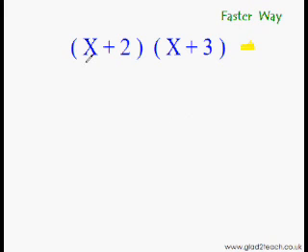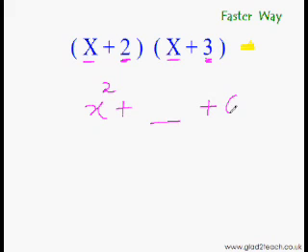See? Multiply the first term with the first term to get the first term of your answer. X times x is x square. Okay. Now leave a blank space. Now multiply the last term with the last term to get the last term of your answer. 3 times 2 is 6.